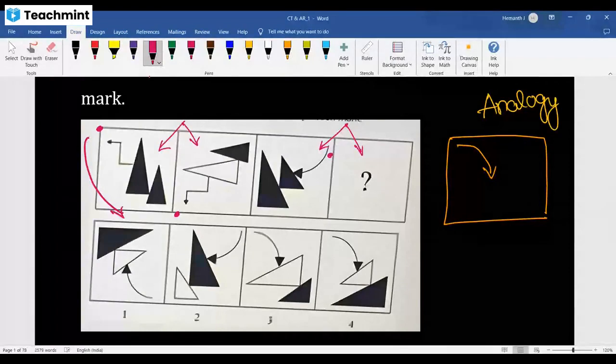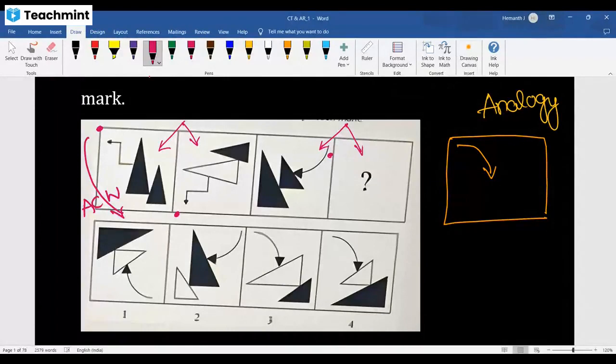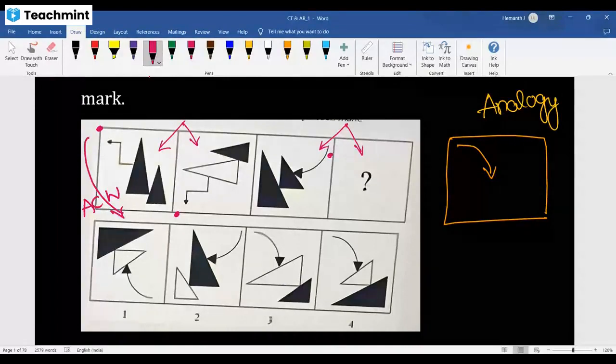Anti-clockwise movement. Here also, if you go anti-clockwise, then you have to go to this side. So we need this side. So it's not option 1, it's not option 2. Now among 3 and 4, the observation is big or small triangles.